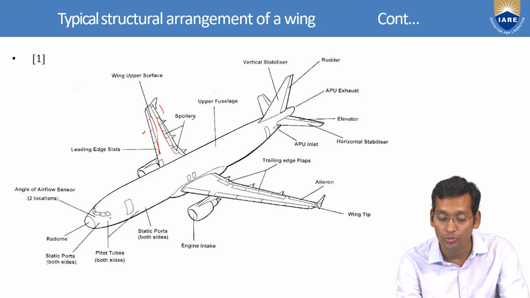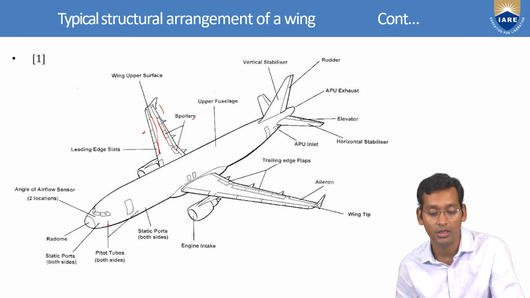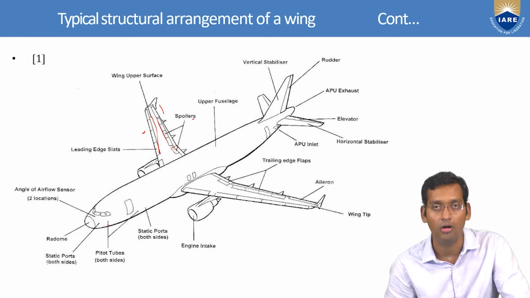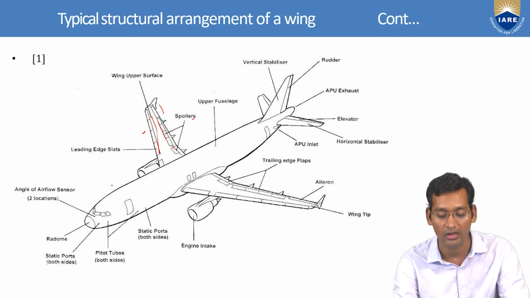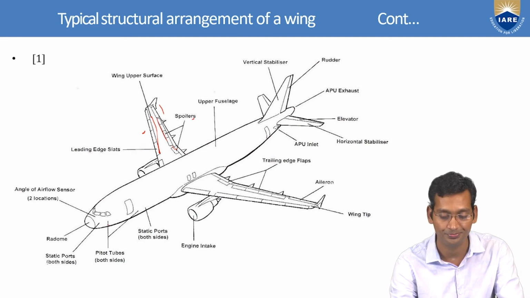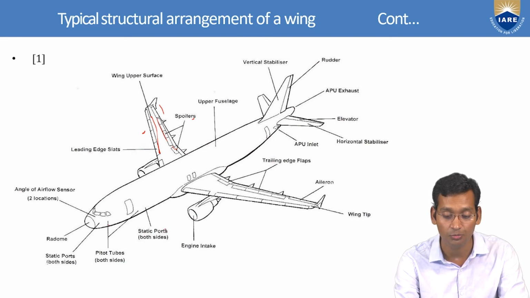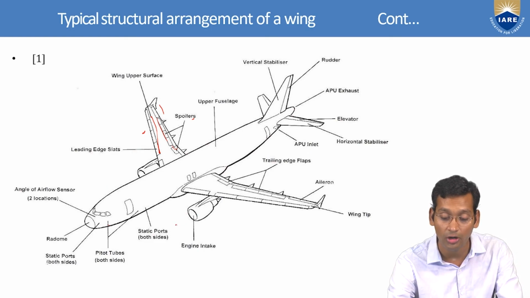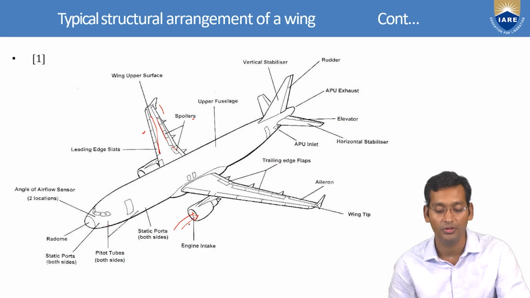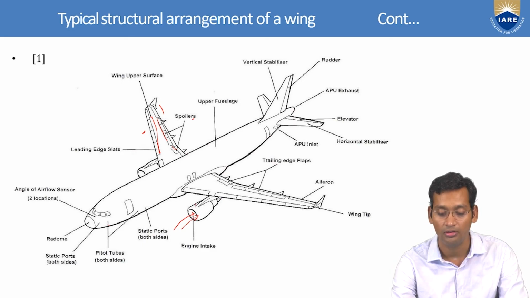Here the pitot tube is there on both sides to measure the pressure, how much pressure is acting on the wings or aircraft by those loads. Again static ports, both sides will be there. Then engine intake. Engine intake means what? Through this, air will enter into the engine. So this is the engine and intake.